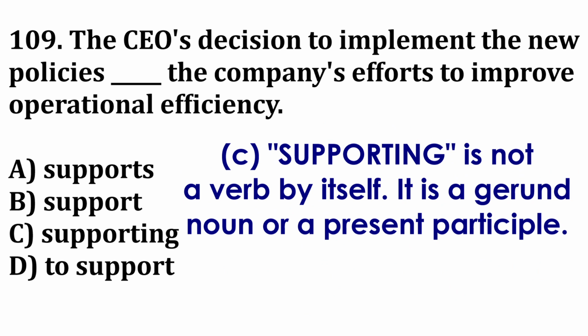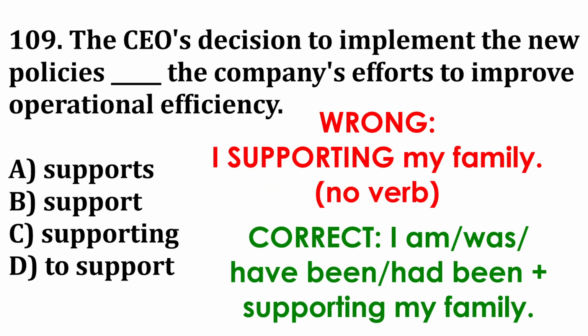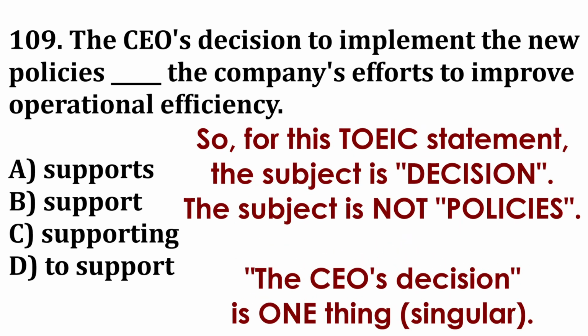If we look at C, C is not a verb by itself. It is a gerund noun. For example, I supporting my family is wrong. You need a be verb before it. Then it's a verb, such as I am supporting my family. I was supporting my family. I have been supporting my family. That's okay. So once again, we can see the subject is the CEO's decision. Our object is the company's efforts.